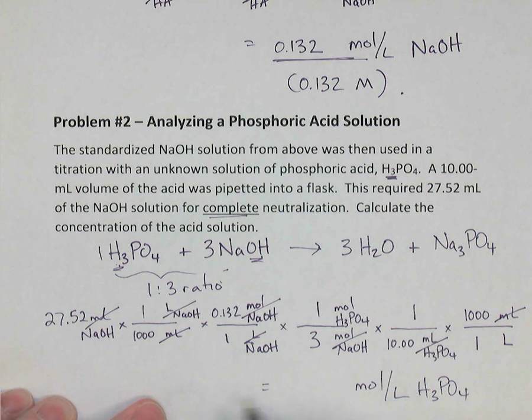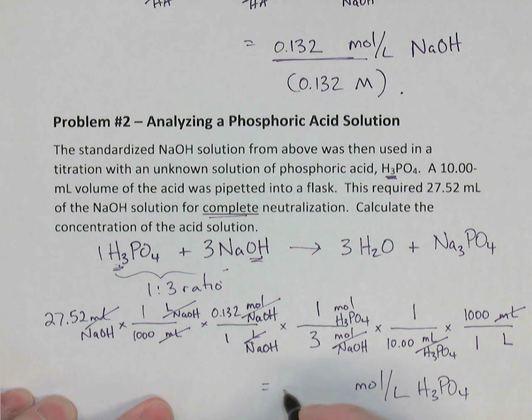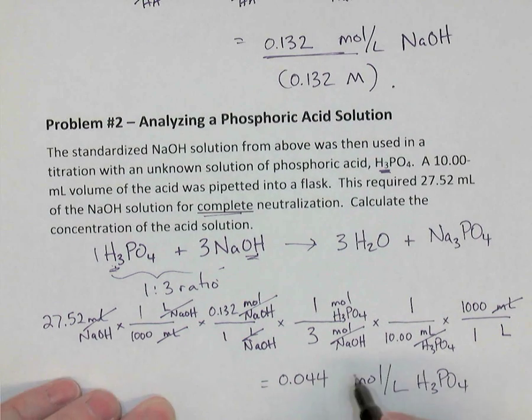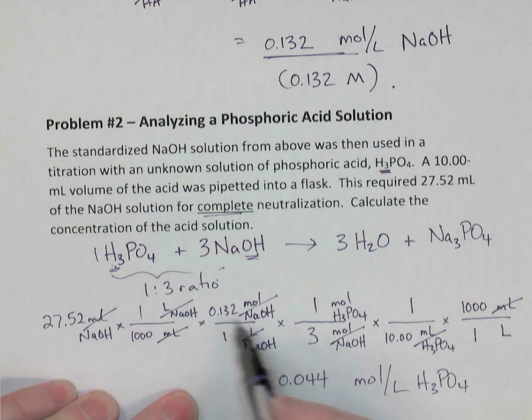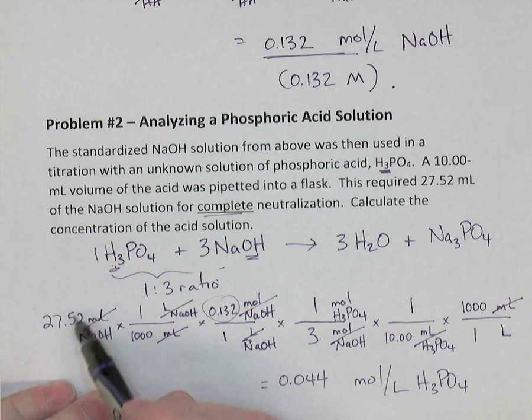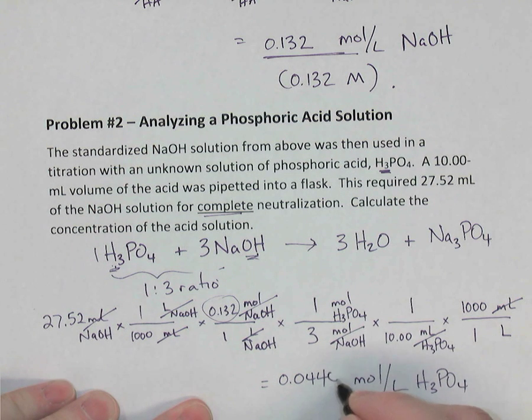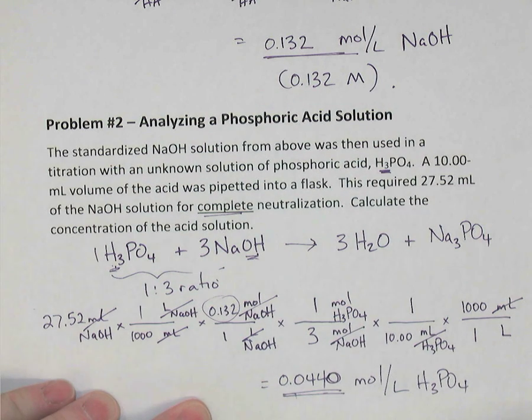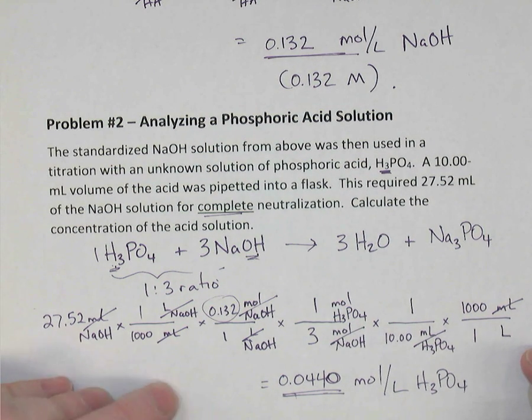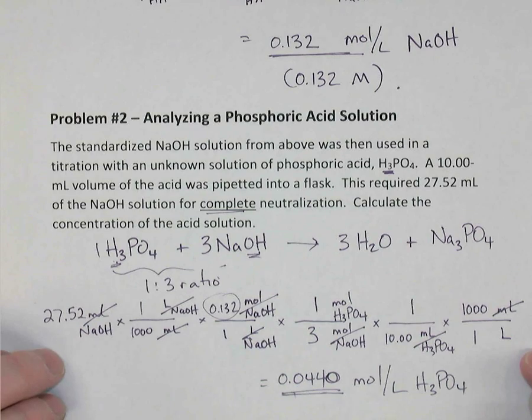But typing it in on the calculator, you'll see the final answer is 0.044. But if we want 3 significant digits here, we have 2 digits, so we'll add a 0 at the end to give us our 3 digits. So 0.0440 moles per liter is the concentration of the acid.